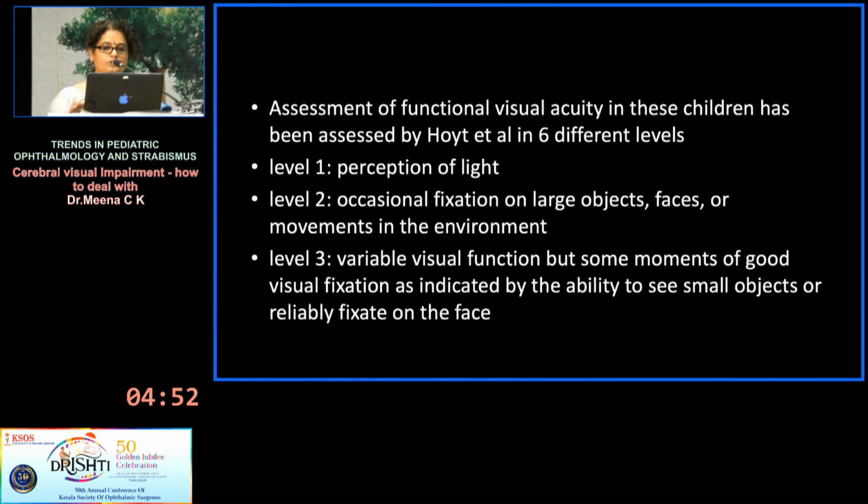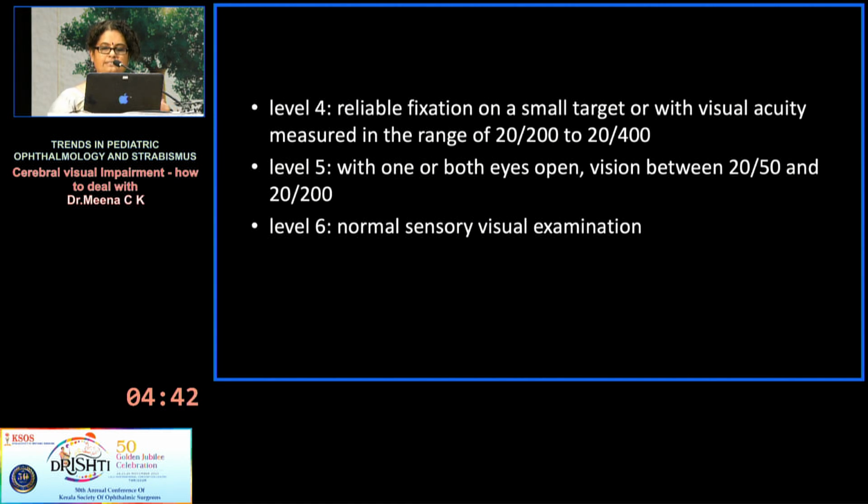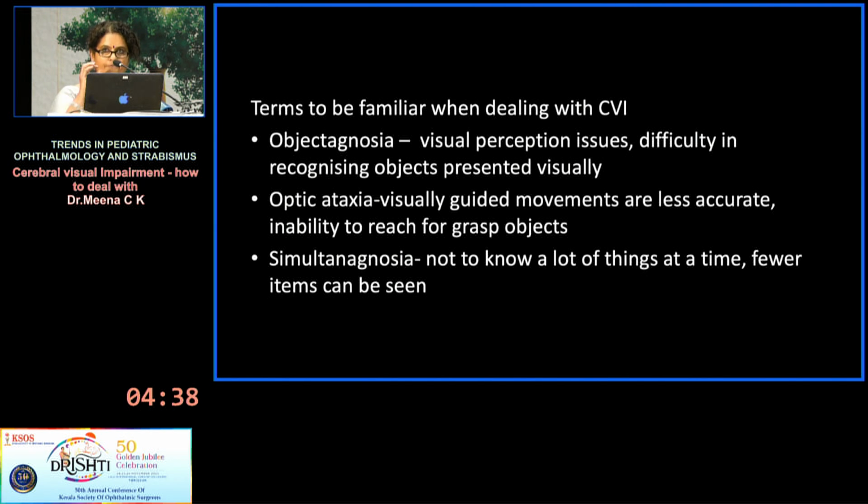And assessment of visual acuity in these children can be done by Hoyt et al.'s six different levels, of which level 1 is perception of light, the lowest level, and level 6 is an almost normal sensory visual examination. So there are a few terms that you have to be familiar with, and you have to unlearn a few things in treating or managing these children with CVI.